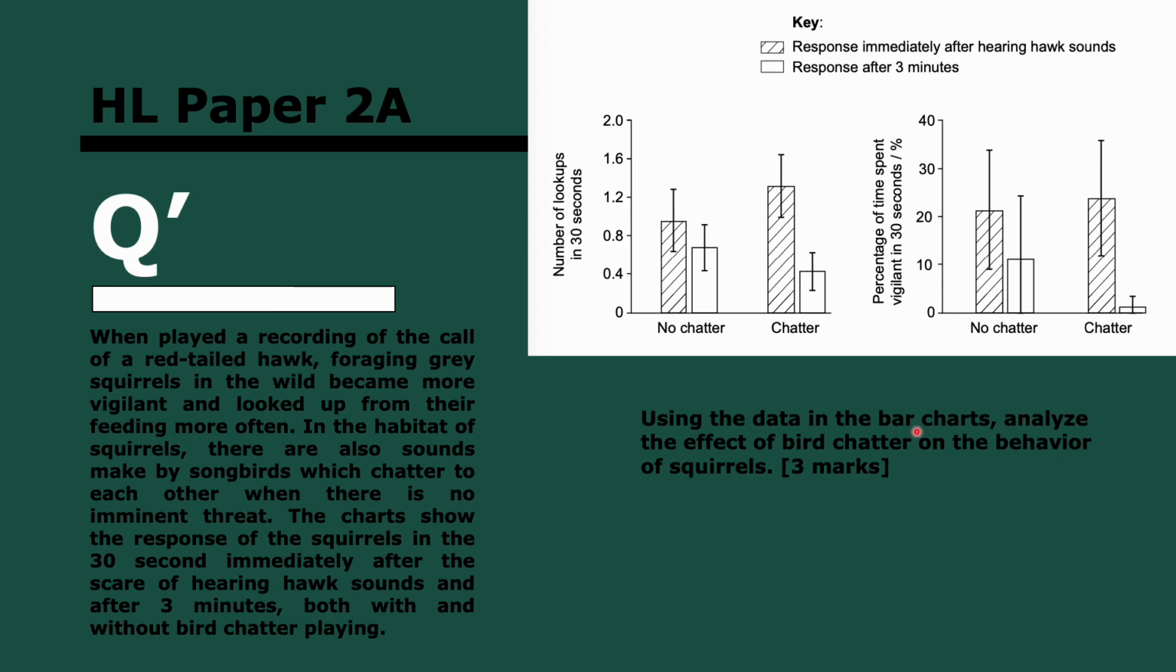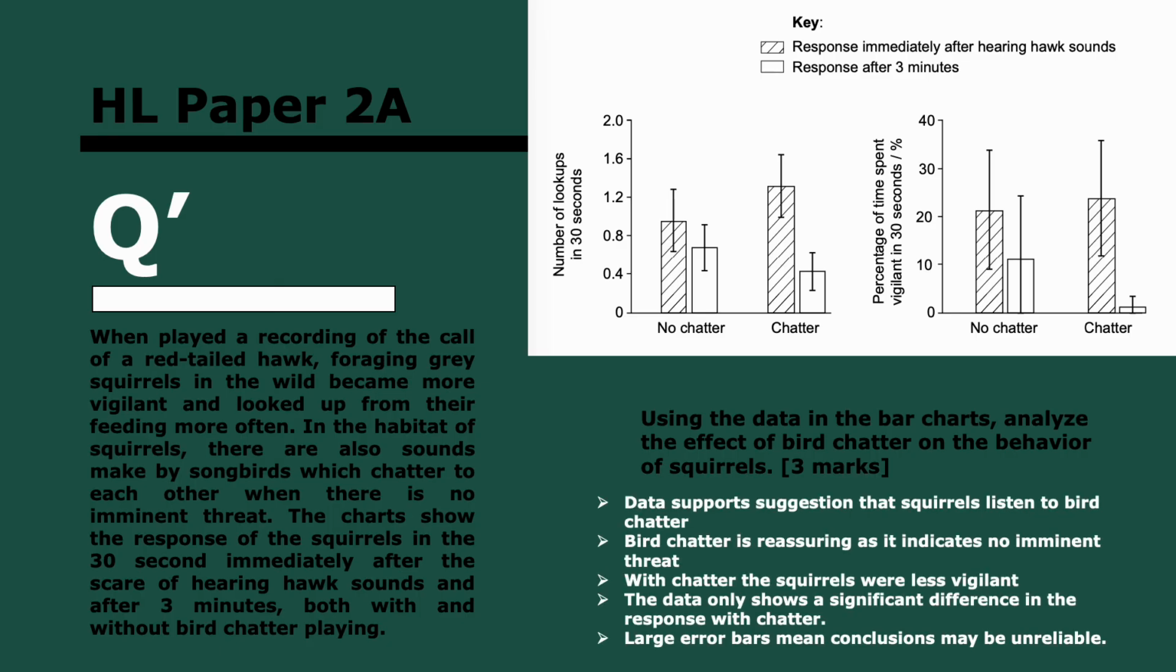Next question is, using the data in the bar charts, analyze the effect of bird chatter on the behavior of squirrels. And you can say a lot of stuff here. So 3, 2, and 1. Okay, and you don't need to say all of this, but these are some ideas. So the data supports the suggestion that squirrels listen to bird chatter. Clearly there's a difference in response between chatter and not chatter. Bird chatter is reassuring as it indicates no imminent threat to the squirrels. That might very much be true. With chatter, the squirrels were less vigilant. That's clearly true here, at least after 3 minutes.